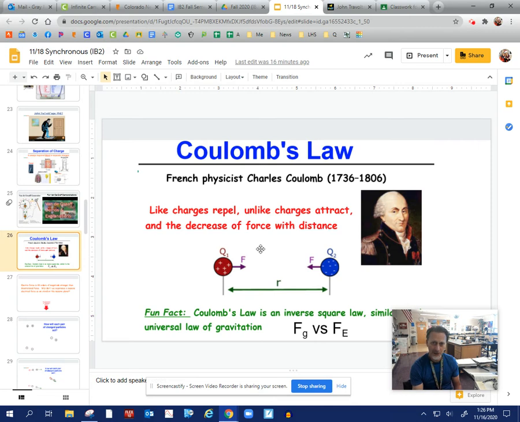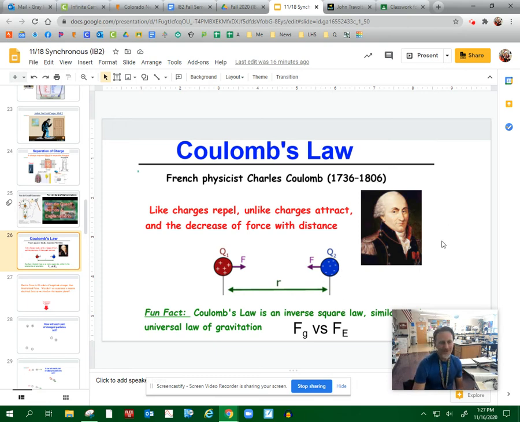Okay, we've got charges, and when they're separated from each other, they actually start to put forces on one another. And Coulomb, back in the 1700s, came up with this idea of how the charge separations cause forces, and how those forces relate to how far they're separated and how much charge separation there is. Okay, so Coulomb's law.